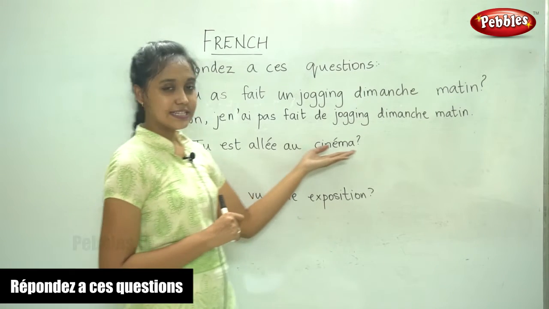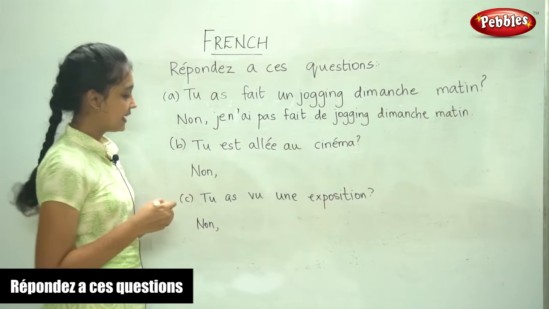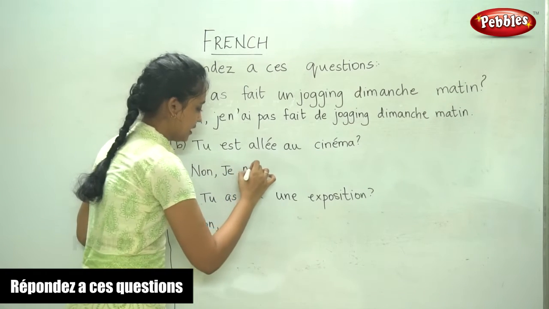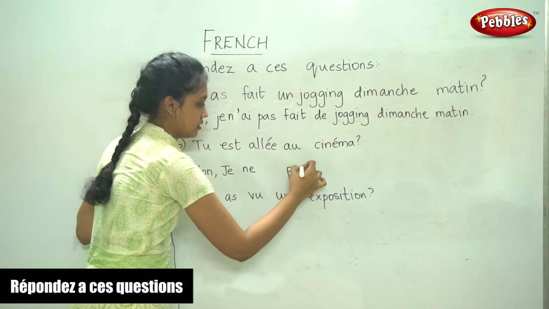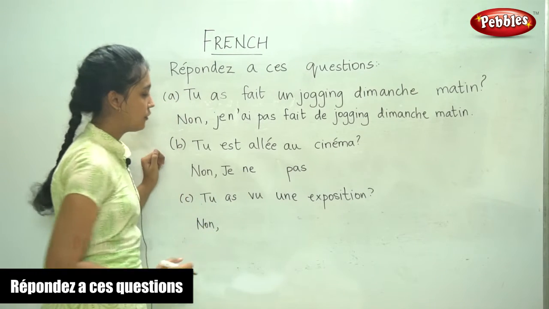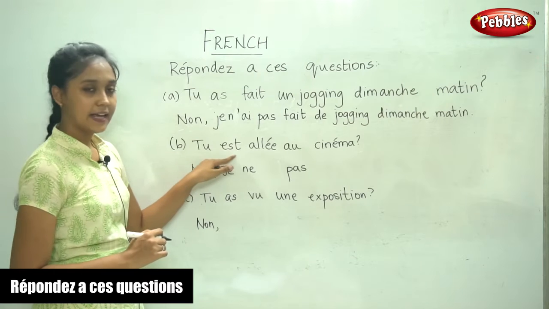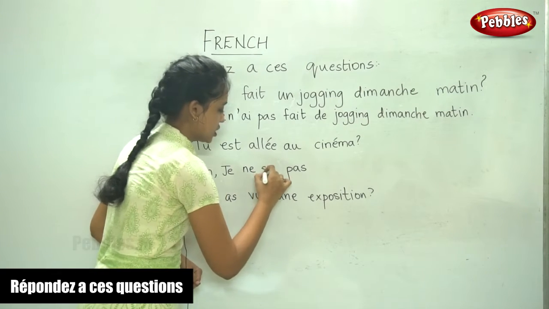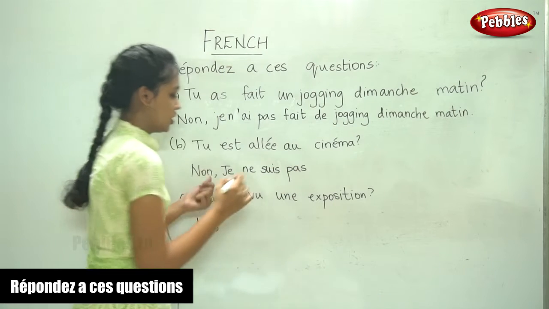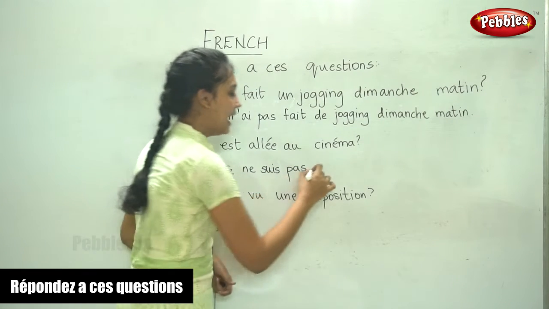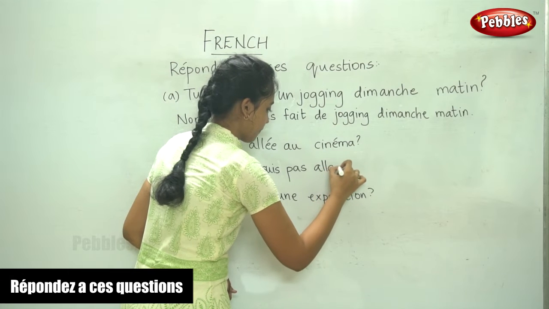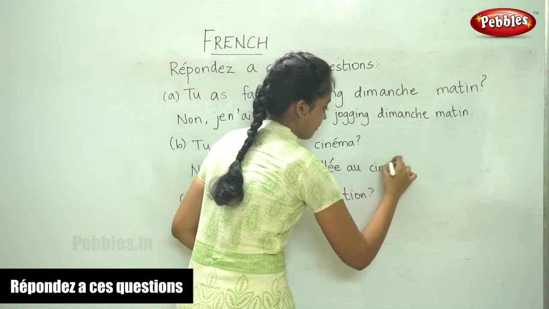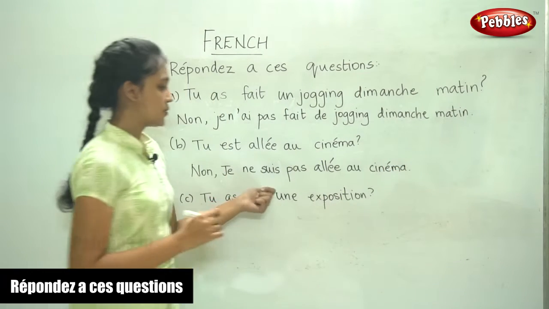Tu es allé au cinéma? No. Again, tu becomes je, and we have to add ne and pas. So in between these two, we need to fill in the auxiliary. So est is être. For je, the être conjugation is suis. Non, je ne suis pas allé au cinéma. Je ne suis pas allé.